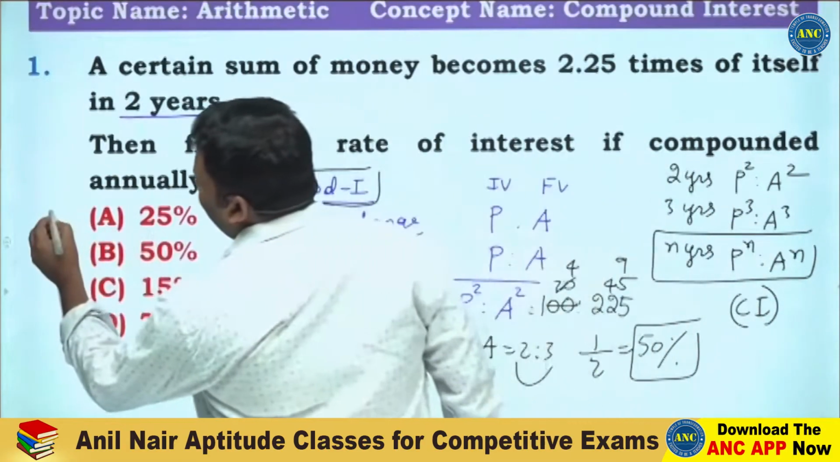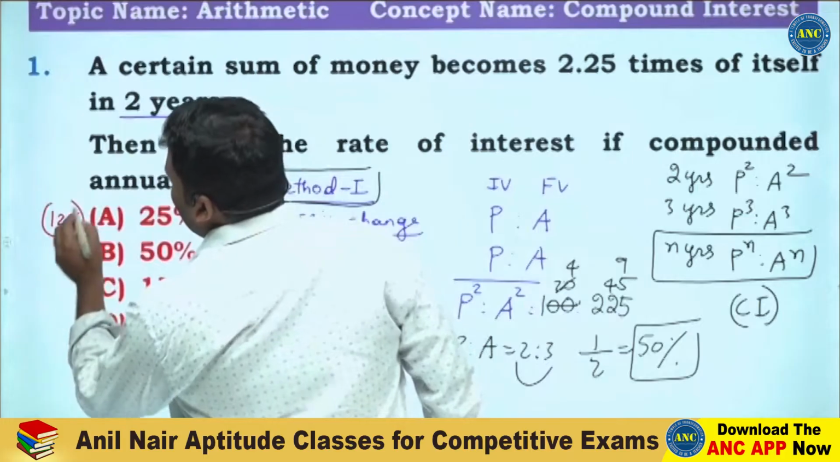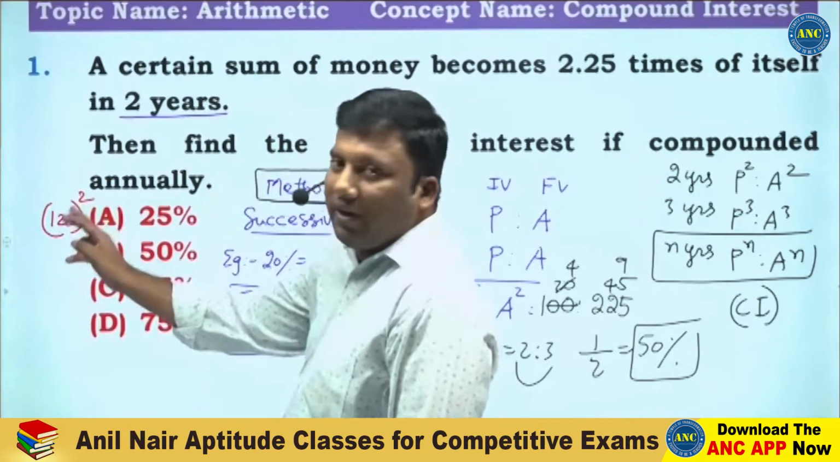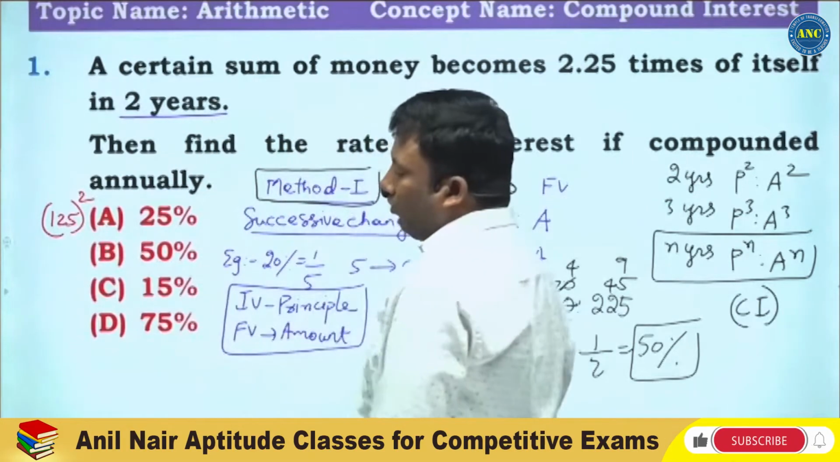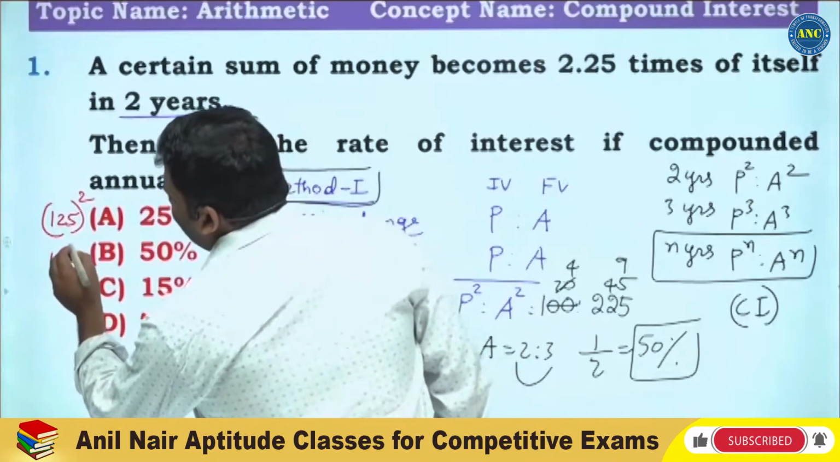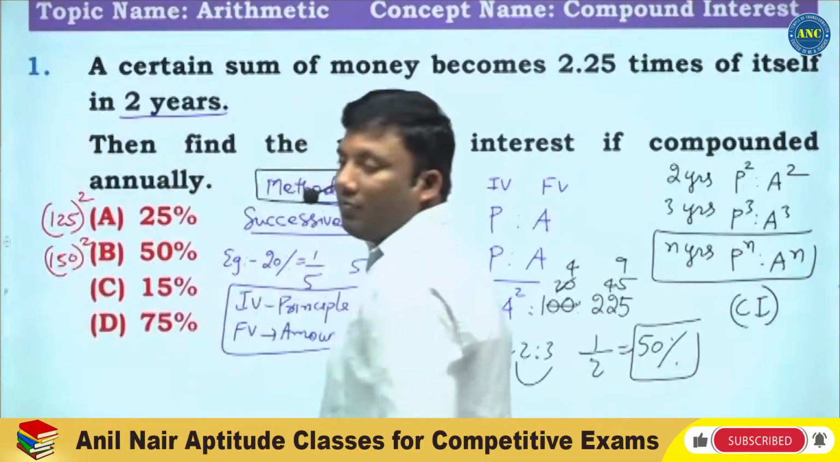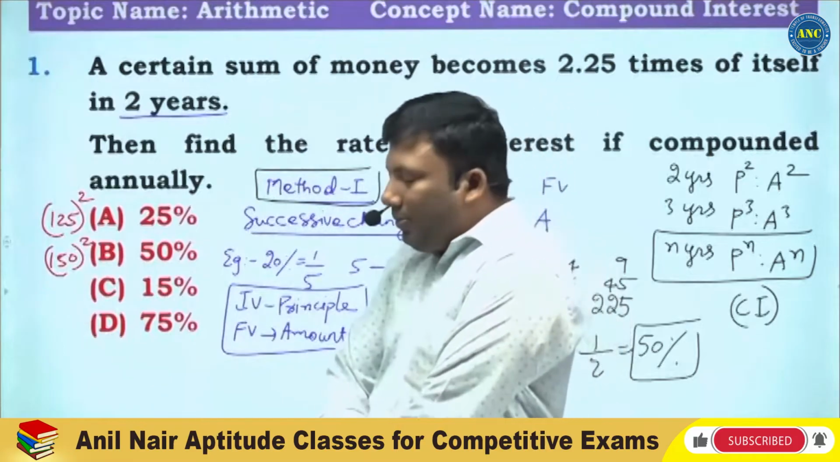See, 125 will become 125 squared, because it is 2 years. 8 squared is 64, 6 plus 4 is 10, which is 1. And 150 will have digital sum 6, and 6 squared will become 36.